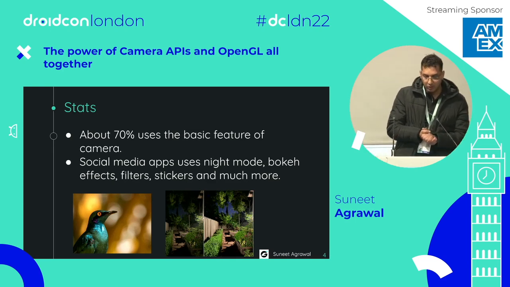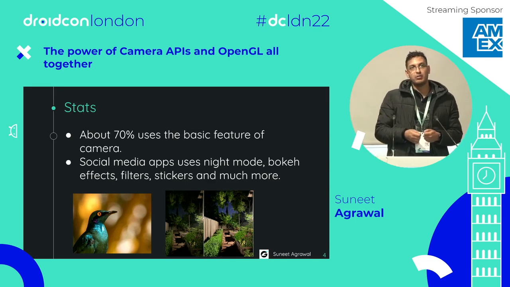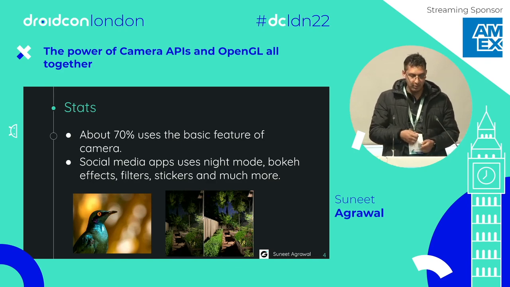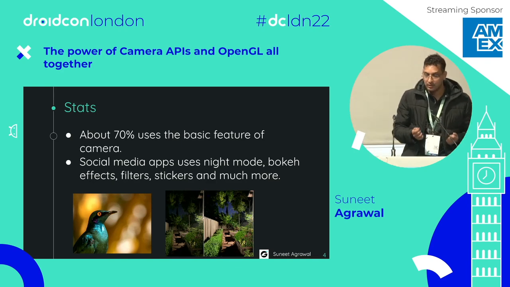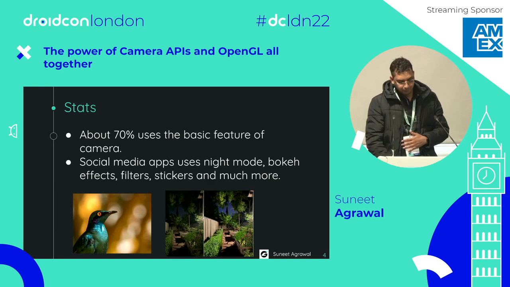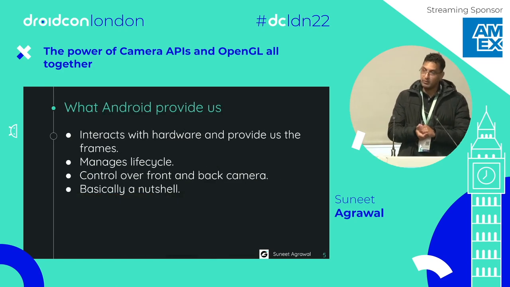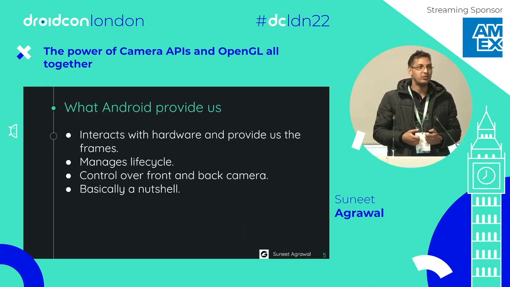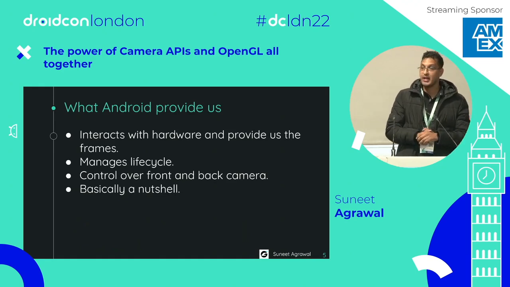When we talk about social media apps, you have these kinds of effects: night effect, bokeh effect, some stickers, some filters and much more. Now the question comes in: what does Android provide us and what do we as developers need to do? So let's talk about what Android provides us.